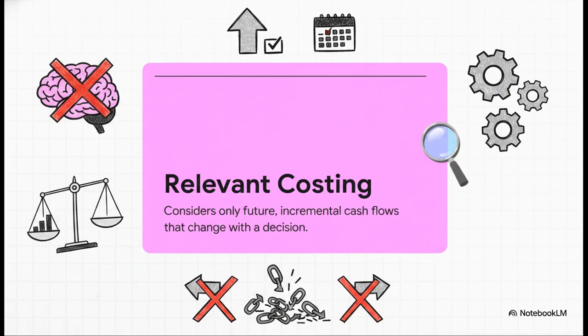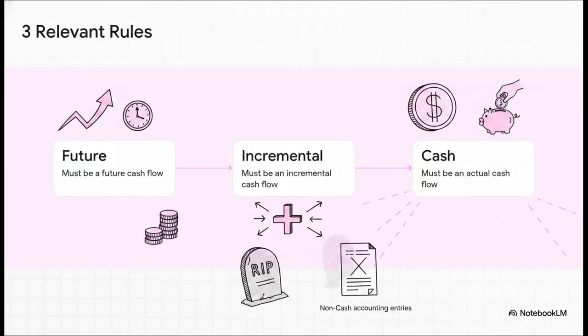It's a cold, hard, heavily tested accounting rule that forces leaders to completely ignore the past. It strips the emotion and the ego right out of the boardroom and replaces it with pure, objective data. The crucial takeaway here is that if you want to make a sound corporate investment decision, you have to follow 3 absolute non-negotiable rules. The only costs you are allowed to consider must be future, they must be incremental, and they must be actual cash flows.